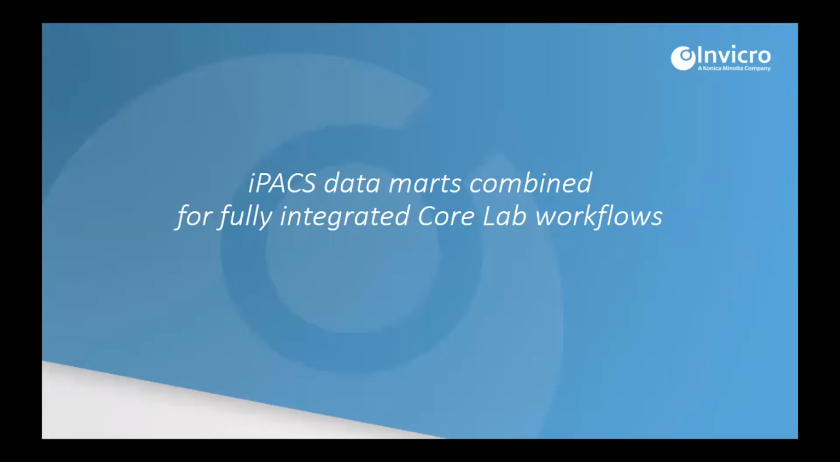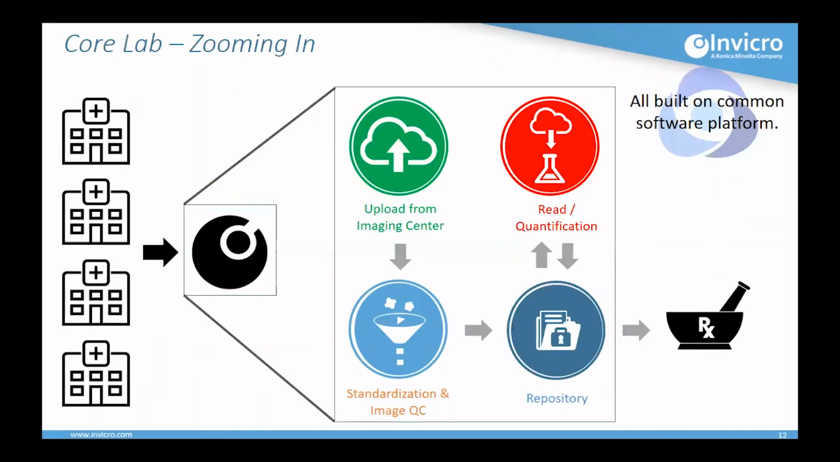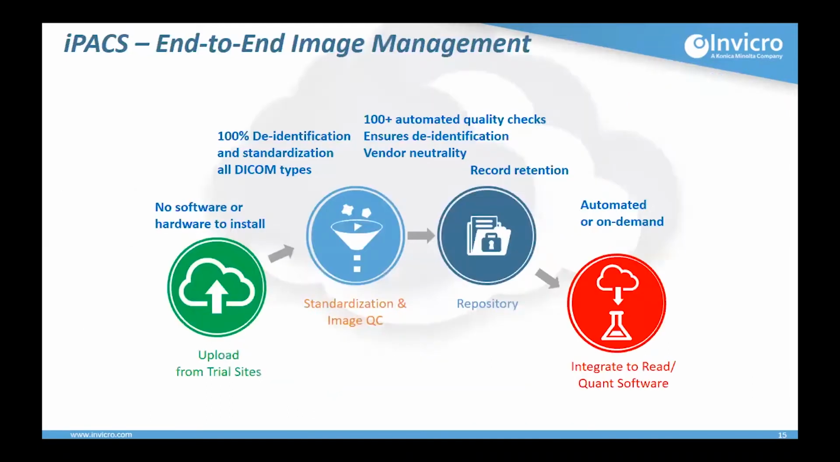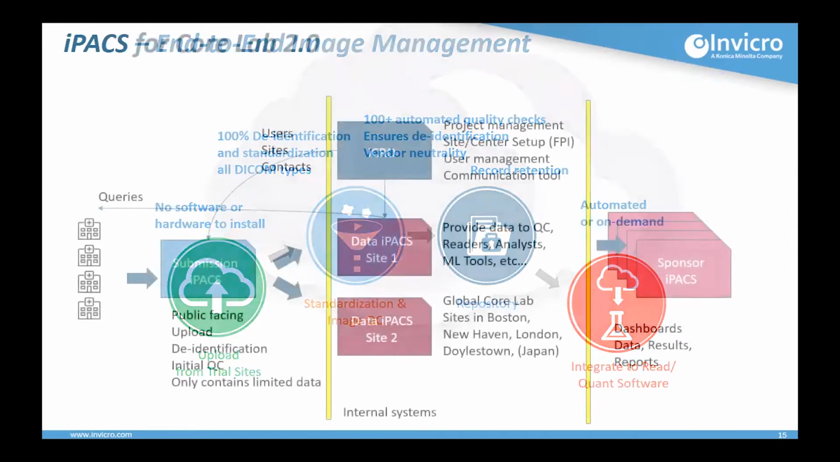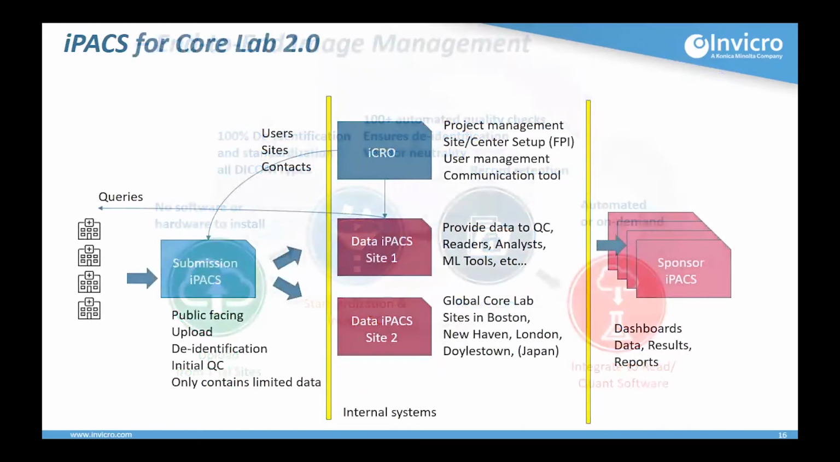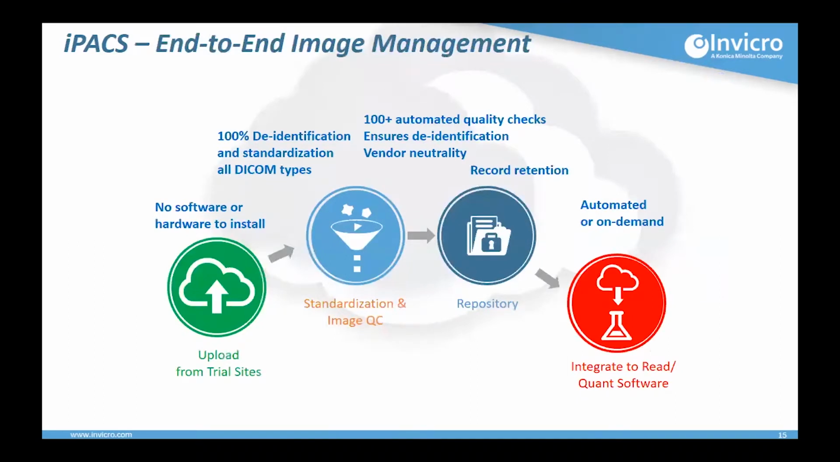So now I wanted to look a little bit into the core lab workflow that we have. So similarly to Jacob's image, we get images from these 900 sites, have to standardize and do image QC, and read and quantify, and then store data back, and finally report out. On the upload side, it's a hard requirement for us that no software installation is needed for the submitting site. We have to keep this simple to not lock anybody out.